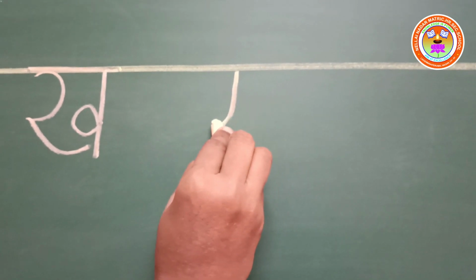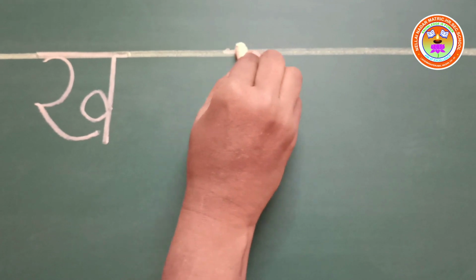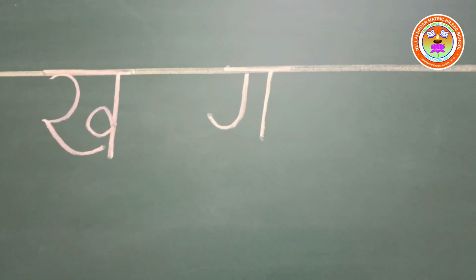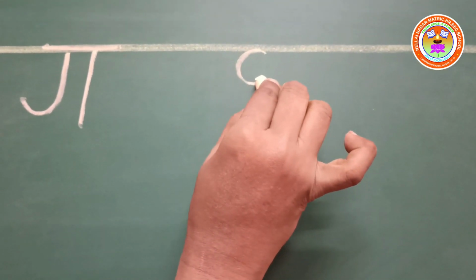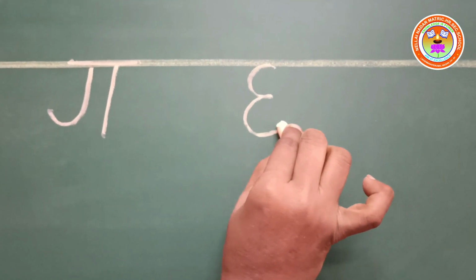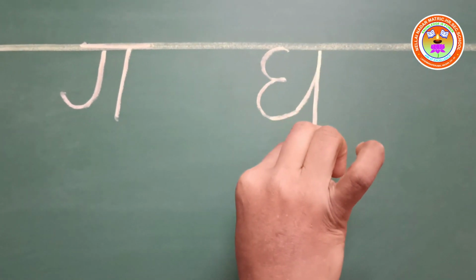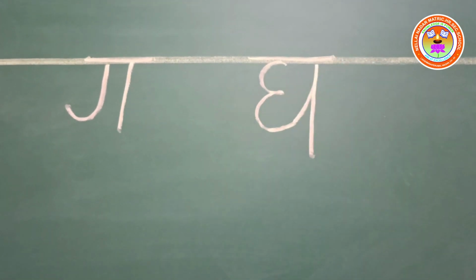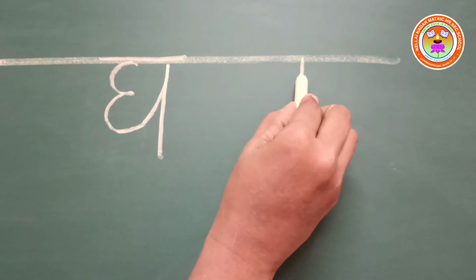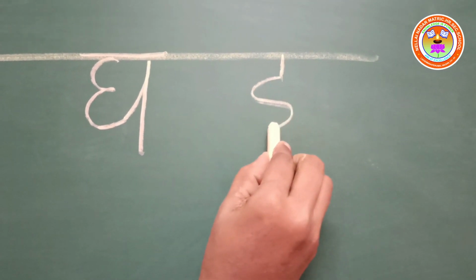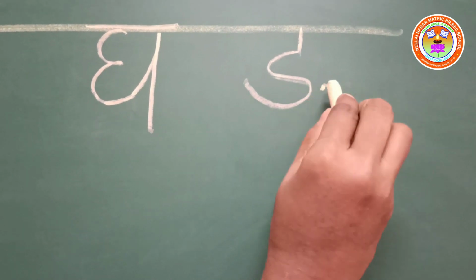Draw a J curve, a straight line and a sleeping line on top of it. G. Draw a half circle, another half circle, take it to the right side, go up, come down and a sleeping line on top of it. G. Draw a small line, an S curve and a dot at the right side. N.